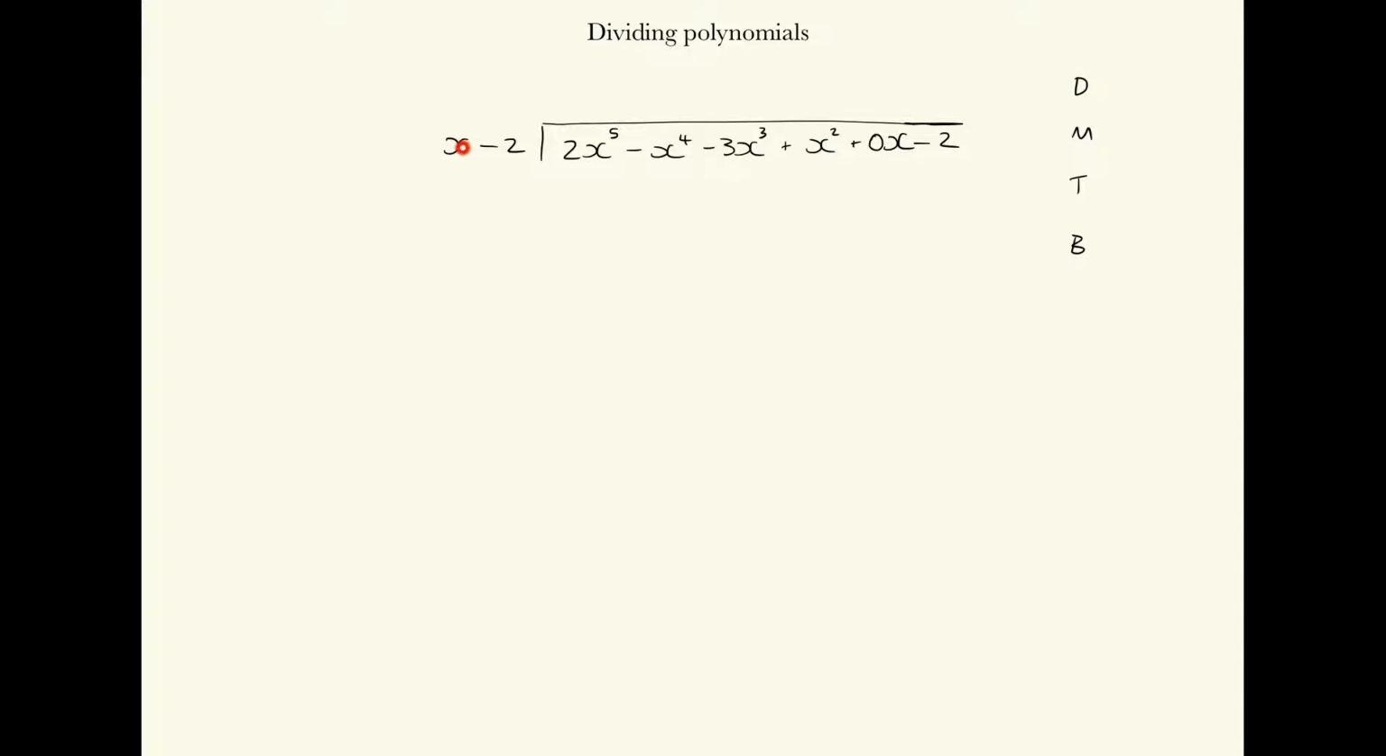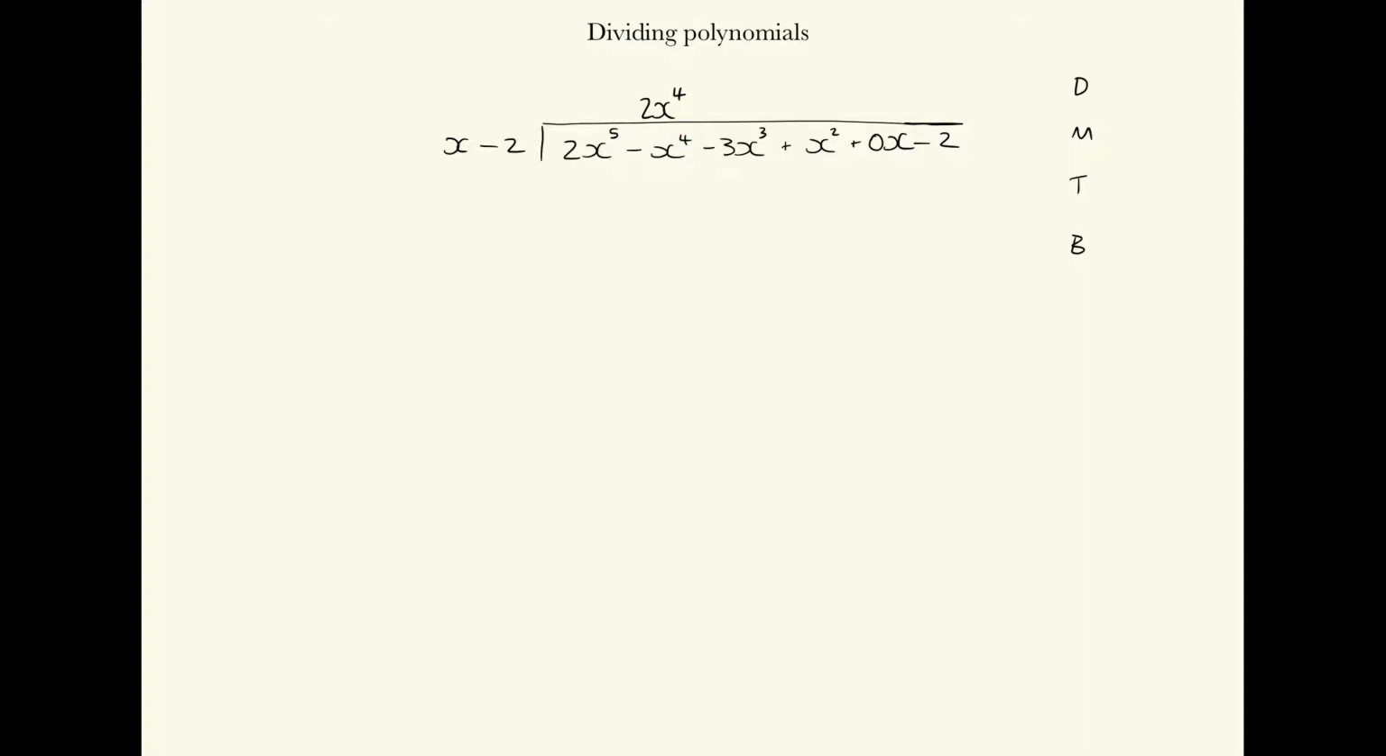So we only divide by our variable here. So how many x's go into 2x to the power of 5? In other words, x times what makes 2x to the power of 5? And that's 2x to the power of 4. Notice I'm being consistent with where I put my terms. They're in the correct placement.